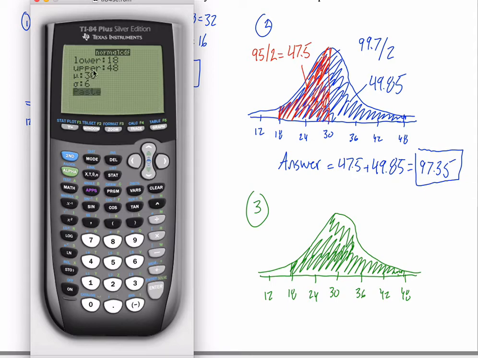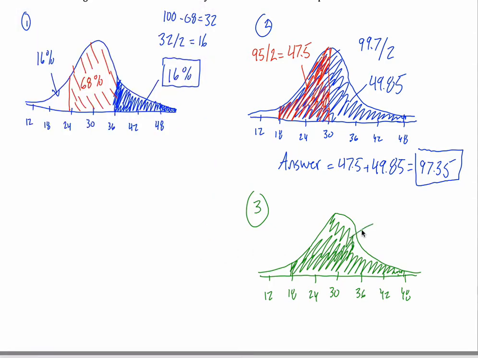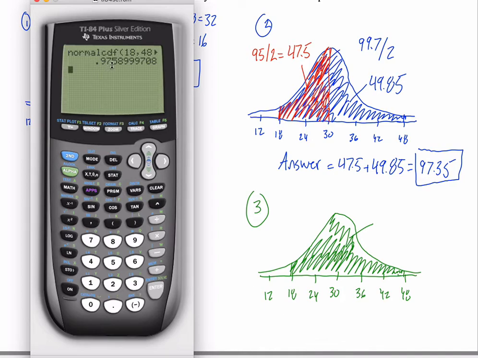If you have a user-friendly input version of the calculator, you get to see all this. If you don't, it'll just say normalCDF and open up parentheses, in which case you need to type in the 18, comma, the 48, comma, the 30, comma, and the 6. Comma key's right here, by the way. Hit enter, it'll spit out the answer. It'll tell you how much area is shaded in there. And that is 97.59%.